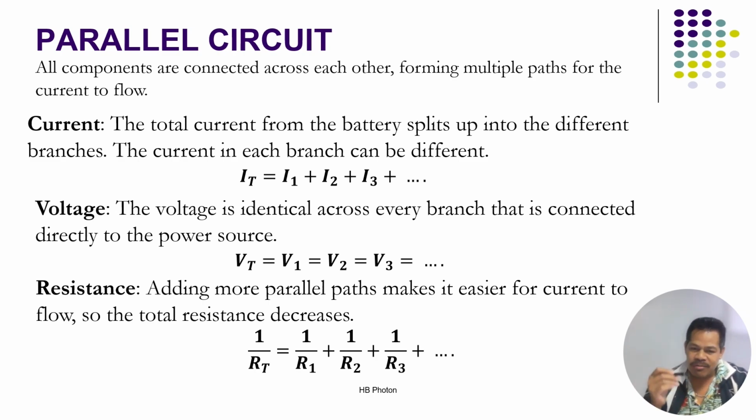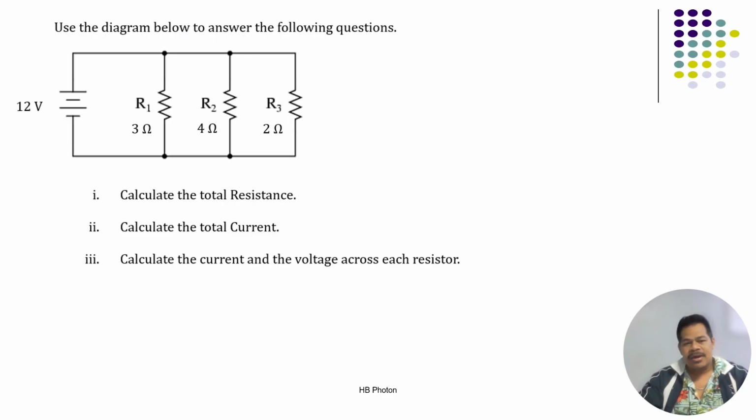So 1 over RT is equal to 1 over R1 plus 1 over R2 plus 1 over R3. So the sum of the total resistance is less. Now use the diagram below to answer the following question. This is a very simple parallel circuit. Three resistors are connected in parallel to each other. So resistor 1 is in parallel with resistor 2, in parallel with resistor 3.